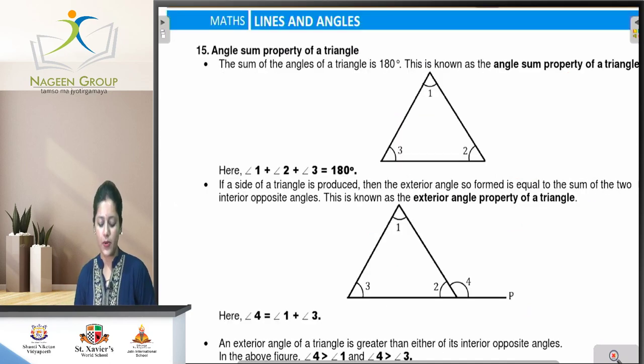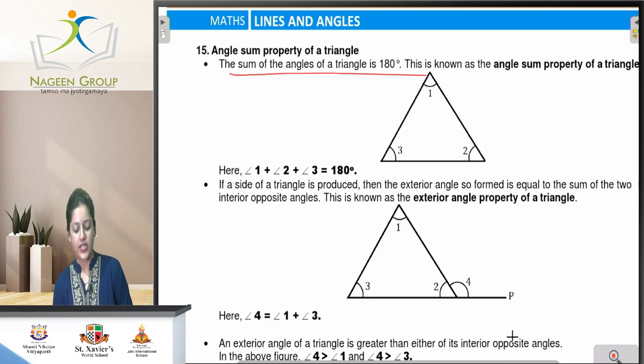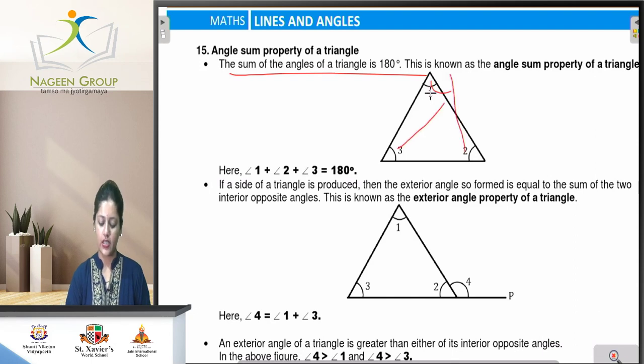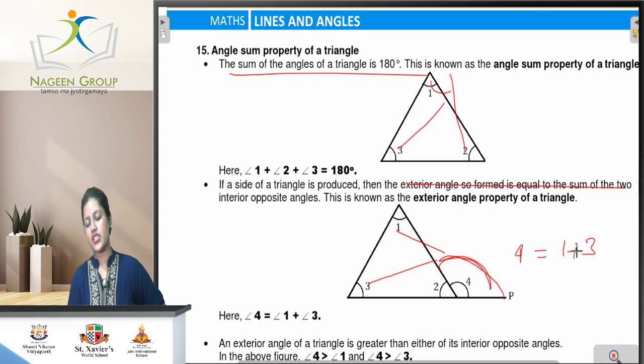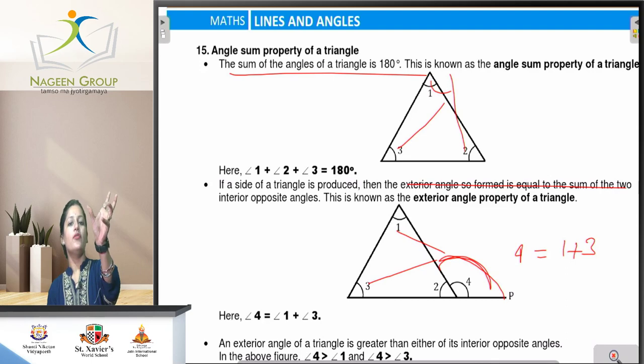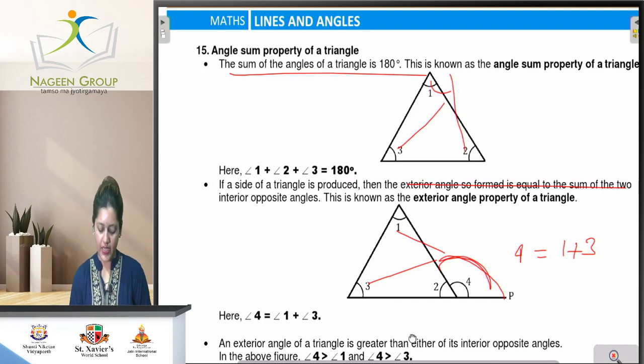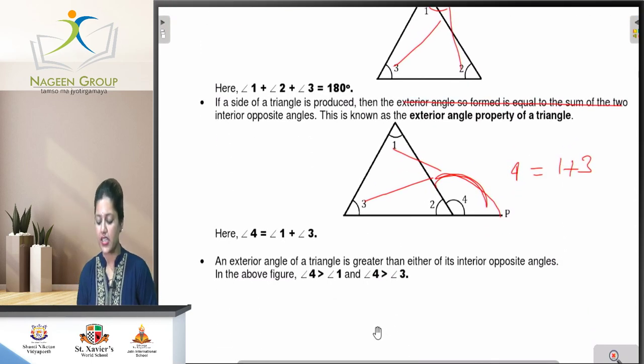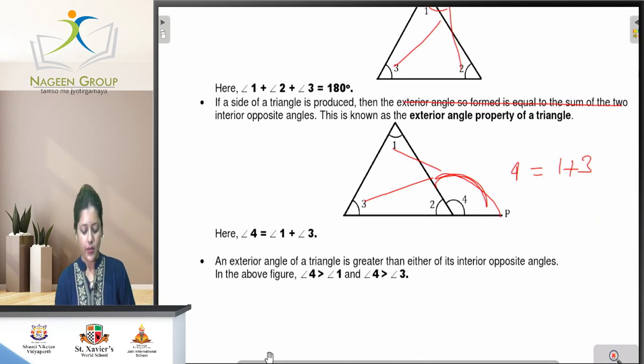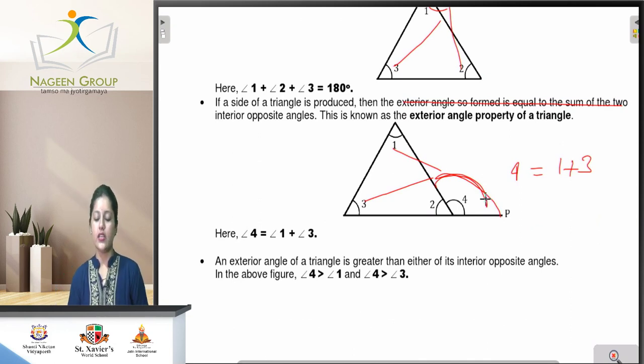Next, the angle sum property of a triangle states that the sum of all the angles of a triangle is 180 degrees, where the angles are the interior angles. When a side of a triangle is produced, the exterior angle formed, known as the exterior angle, is equal to the sum of the opposite interior angles, meaning angle 4 equals angle 1 plus angle 3. Next, the exterior angle of a triangle is greater than either of the interior opposite angles, meaning angle 4 is always greater than angle 1 and angle 3.